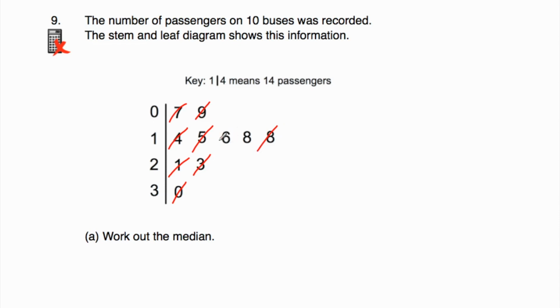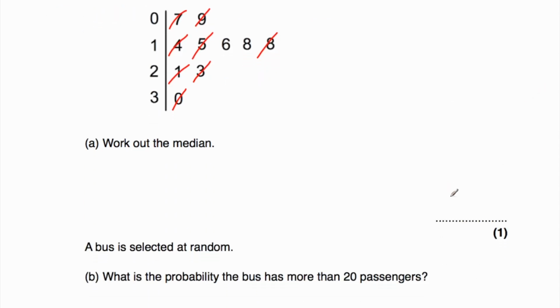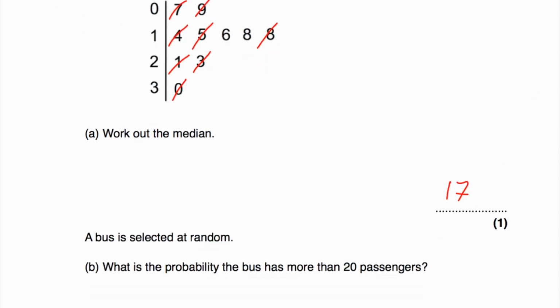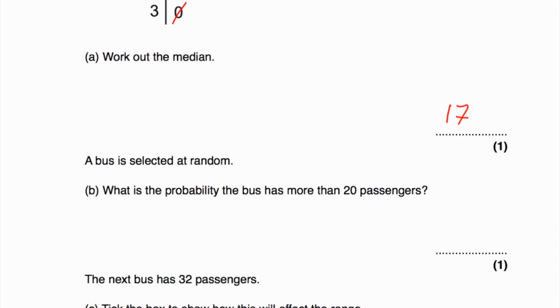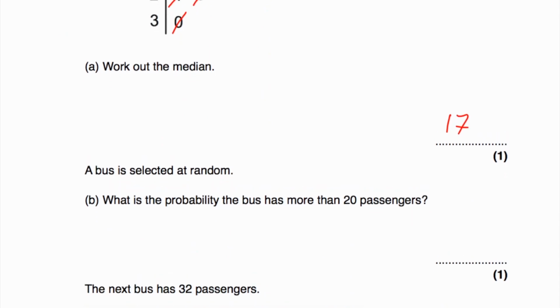So we've got 2 numbers in the middle, that is 16 and 18. And if we want to find the median, we go for the middle of those numbers, which would be 17. So the median number of passengers would be 17. Our next question says, a bus is selected at random. What is the probability the bus had more than 20 passengers?